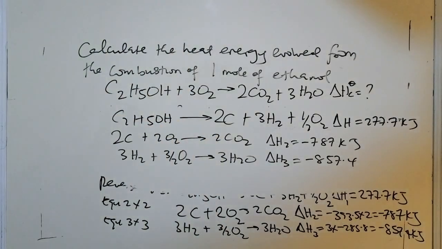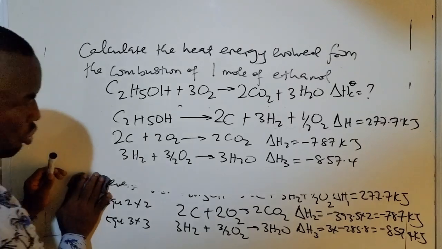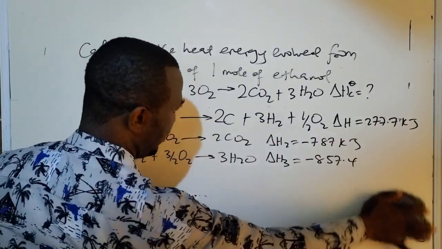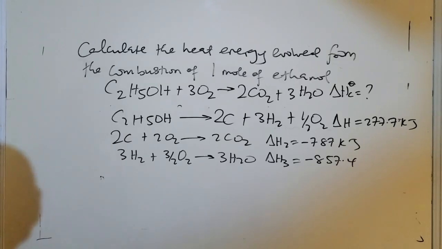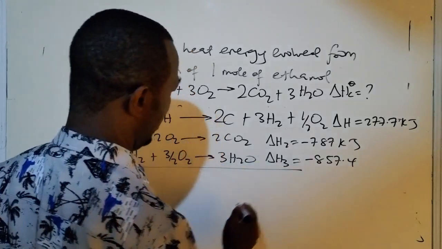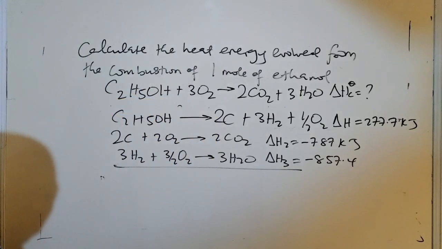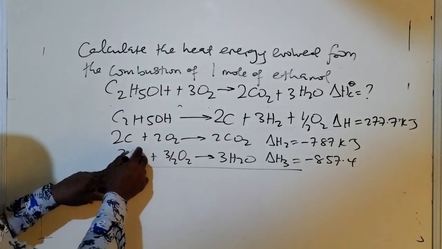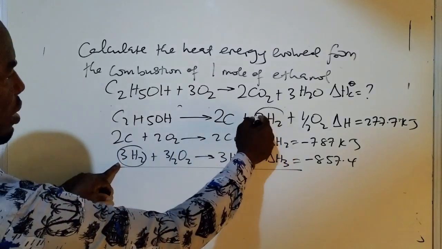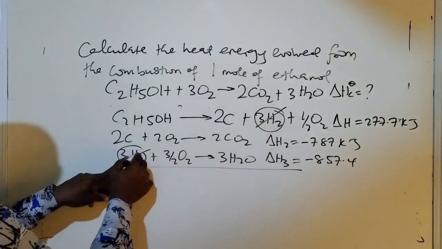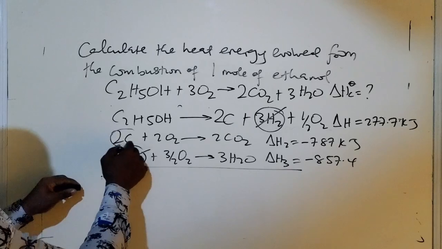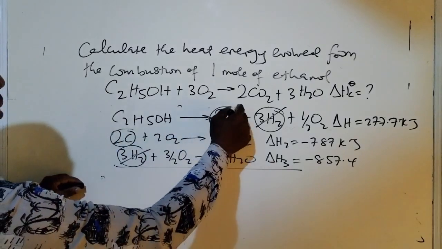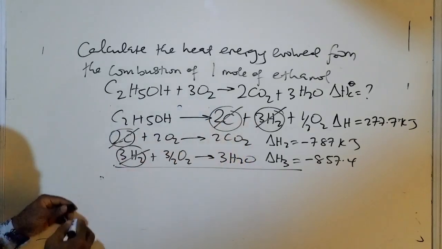So when you have done that, the next thing is, let us now add the equations to make sure that this equation agrees with the main equation. If not, we have to change something. So let's see what we can add. Let's find the species that appear on both sides. You can see hydrogen appeared here and appeared up there. Hydrogen can cancel out. Then let's see, carbon appeared here and also appeared there. Carbon cancels out.